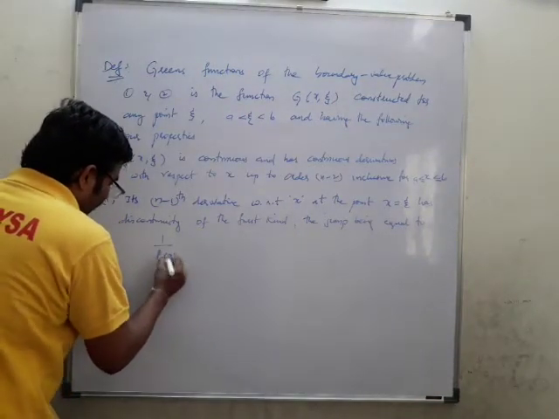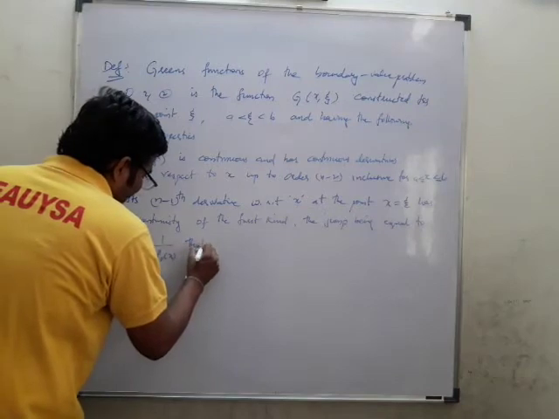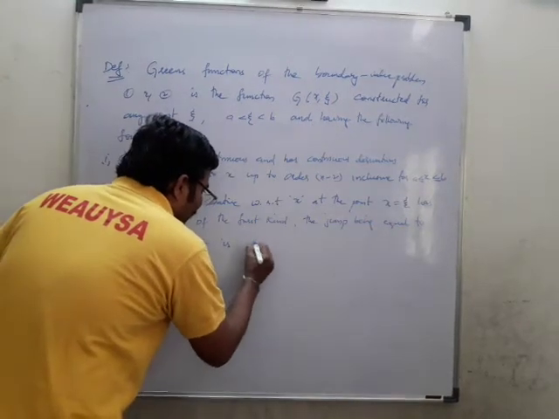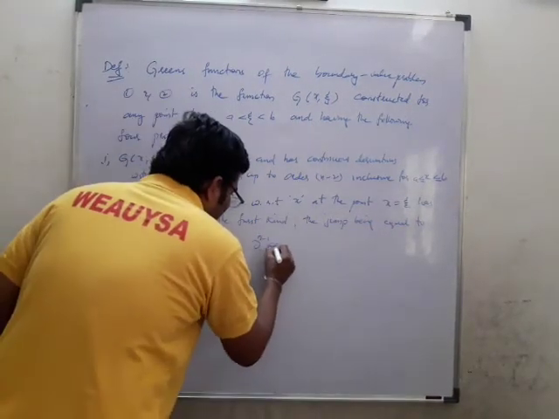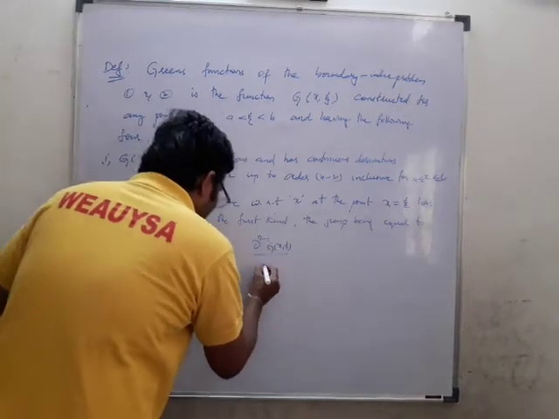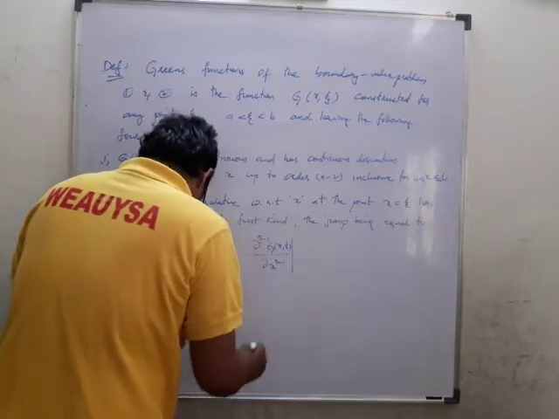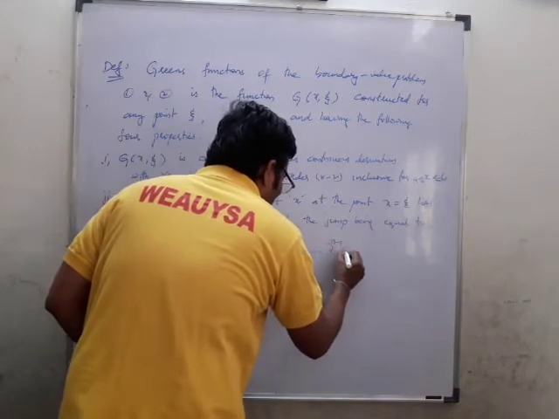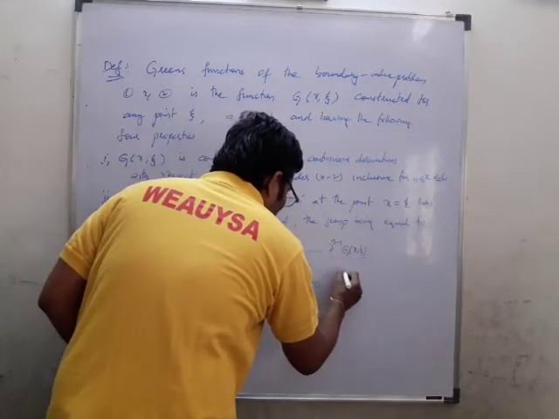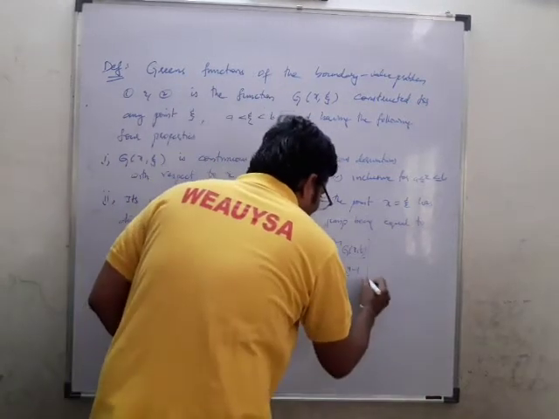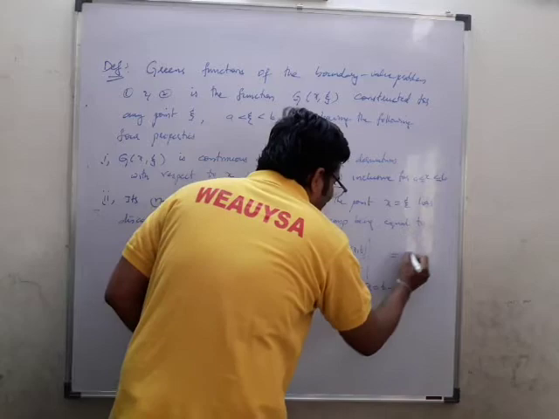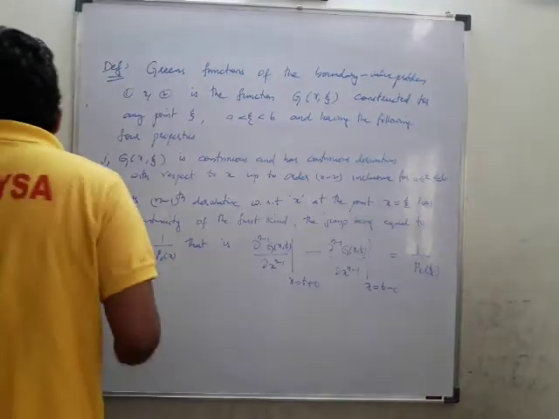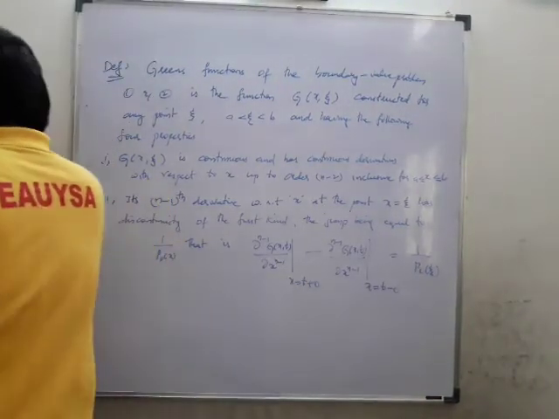1 by p naught of x, that is, dou power n minus 1 g of x comma t by dou x power n minus 1 at x equal to t plus 0, minus dou power n minus 1 g of x comma t by dou x power n minus 1 at x equal to t minus 0, that must be equal to 1 by p naught of xi. This is the other point.